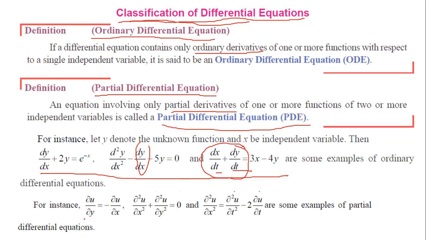And see that last one: dou u by dou y equal to minus dou u by dou x, dou square u by dou x square plus dou square u by dou y square equal to 0. It is a Laplace equation. And dou square u by dou x square plus dou square u by dou t square minus 2 dou u by dou t is a parabolic equation.